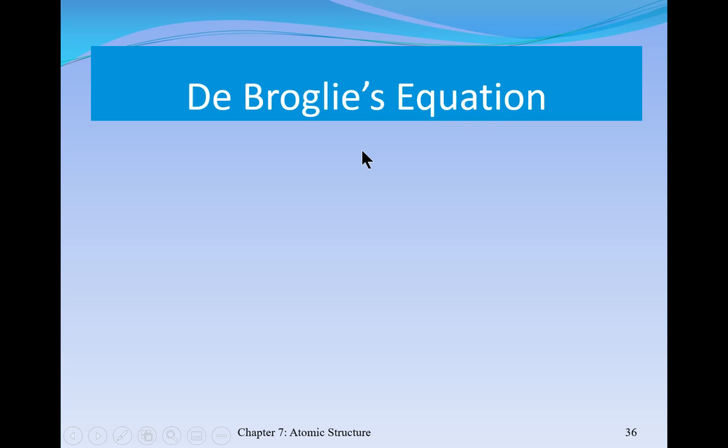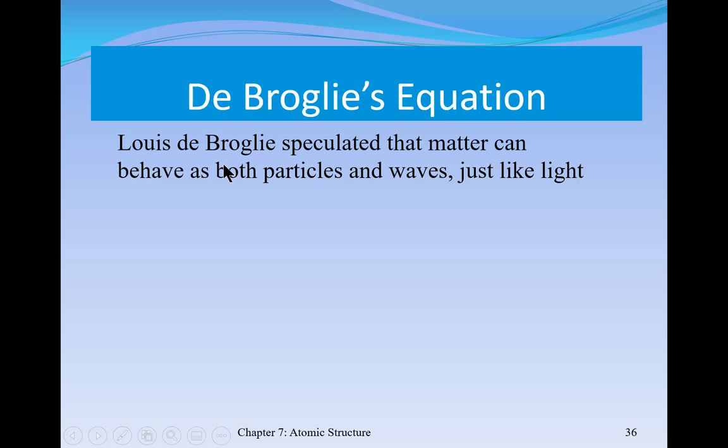Now, this equation came about because de Broglie speculated that matter can behave as both particle and waves, just like light or radiation. Ordinary radiation can have some particle behavior as well as wave-like behavior. So what de Broglie suggested is that if you have any object that is material and if it's moving, then not only is it moving like an object, particle, whatever, but also will have a waveform associated with it.